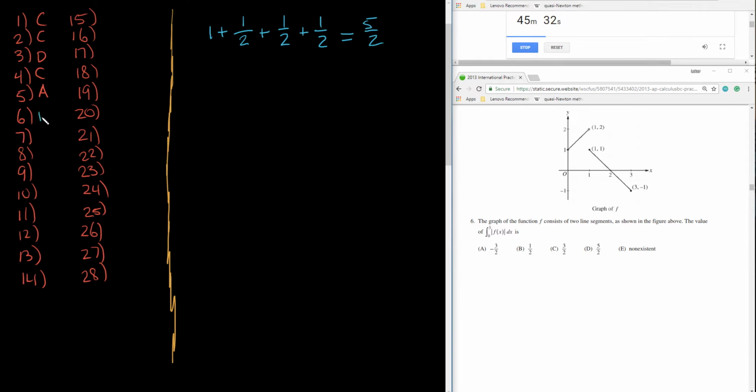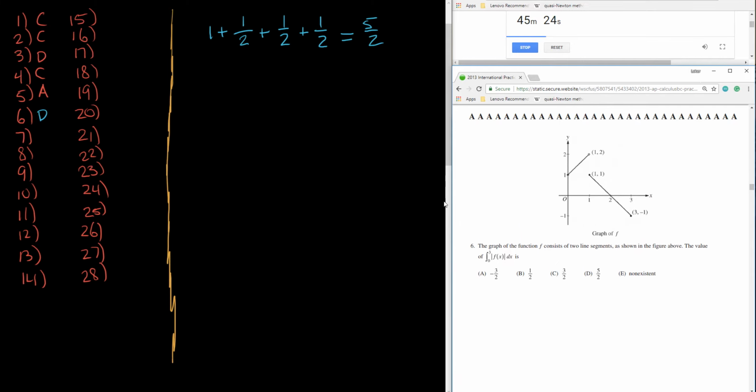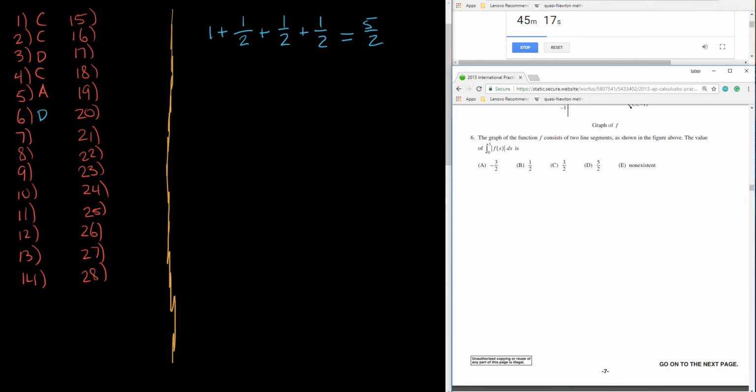Answer D. All right. I'll just leave that in there. We'll erase it later. Yay. And by the way, you could rule out A and E immediately because it's definitely going to be defined. And it's not going to be negative if it's the absolute value of something.